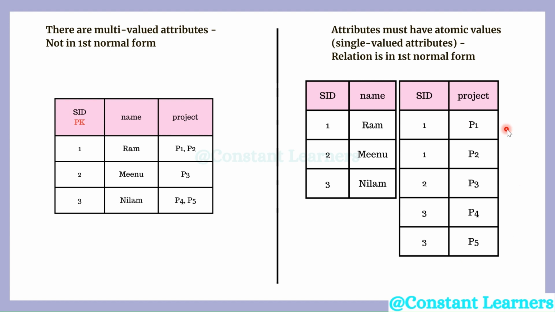But what if 2 different students are working on the same project? Let's say Ram and Neelam. Both are working on project P1. Then in that case, project also will not be the primary key. Then a combination of maybe student ID and project can be the primary key. That means we can have composite key as the primary key, right?